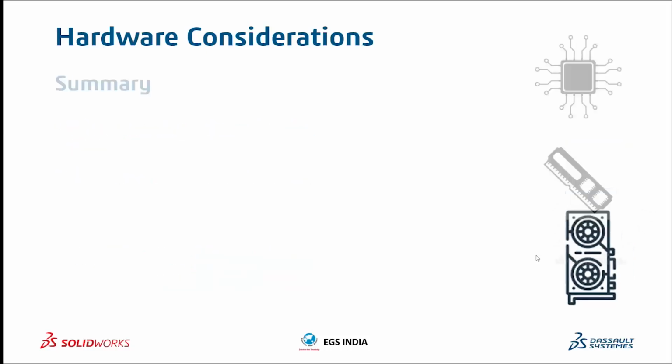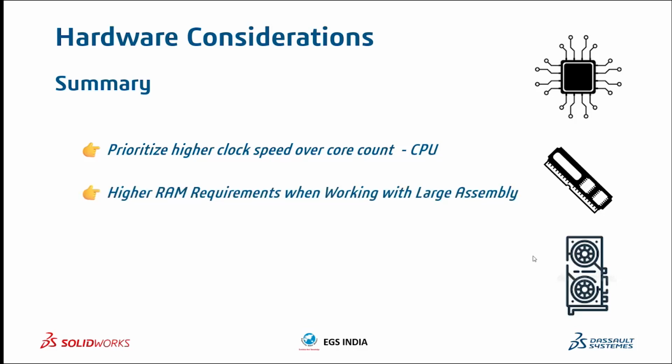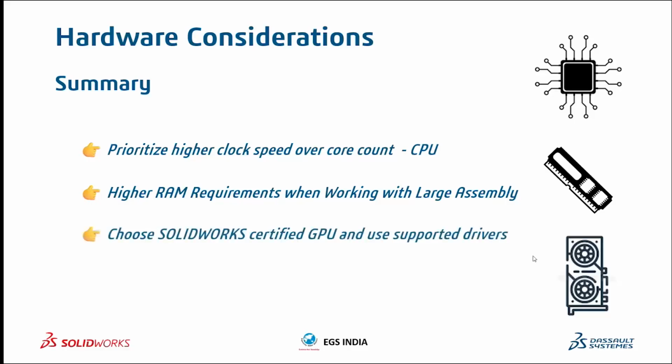As a summary, for all these hardware considerations, first prioritize higher clock speed over core count. The number of cores does not matter as much for a CPU; rather, the fastest clock speed is what is required for SolidWorks. Next is higher RAM when working with large assemblies. The basic requirement might only be 16 GB RAM, but when you're working with large assemblies, depending on your usage, we might have to increase the RAM to the next level. And the third hardware consideration is your certified GPU with properly supported drivers. So this is all for the hardware considerations.